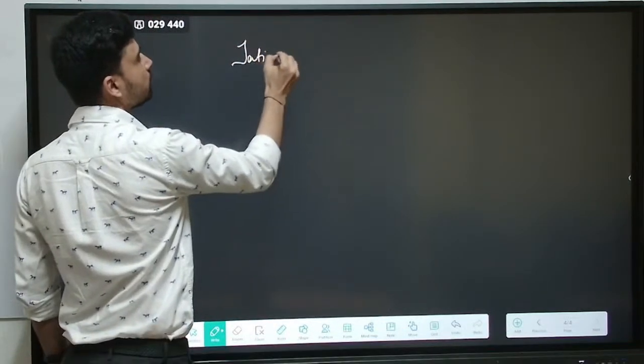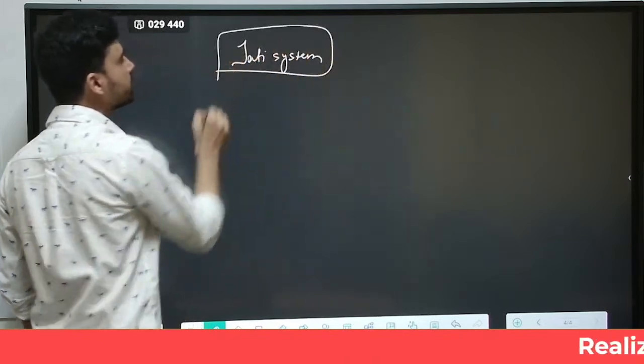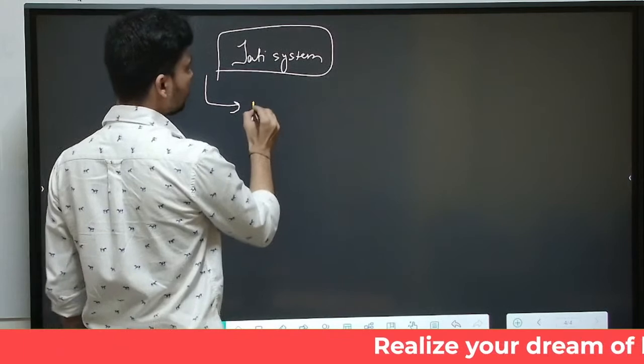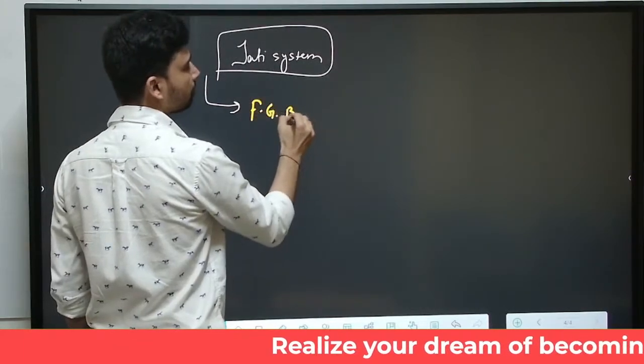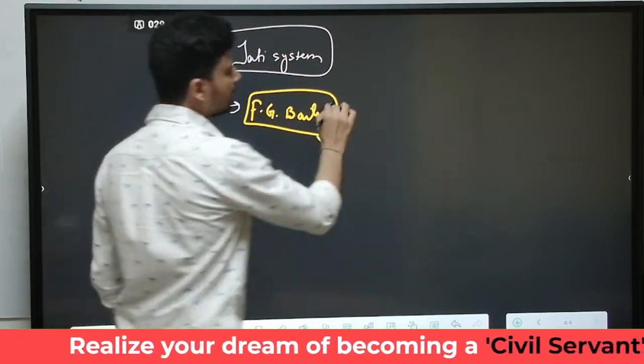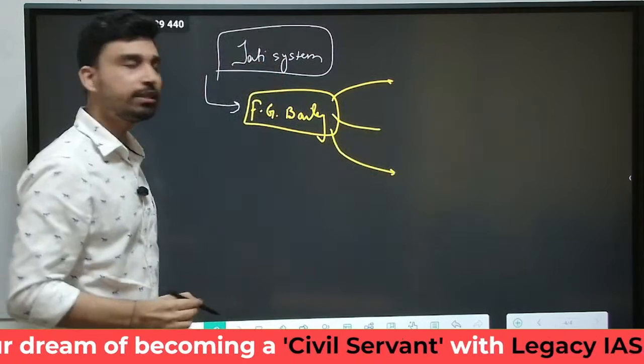Now, what about the Jati system? The Jati system has been described again by a very noted anthropologist, that is F.G. Bailey. And F.G. Bailey has said that the Jati system has three distinct characteristics. And what are these three distinct characteristics?